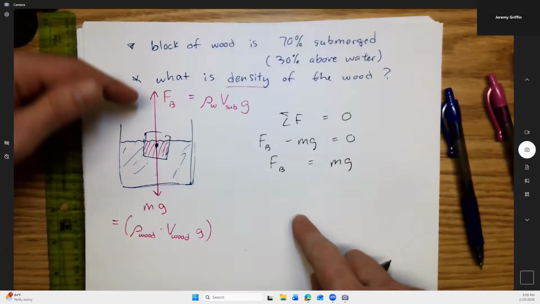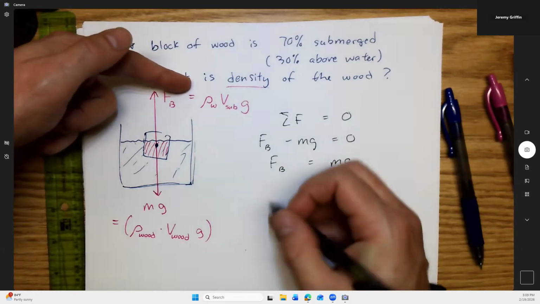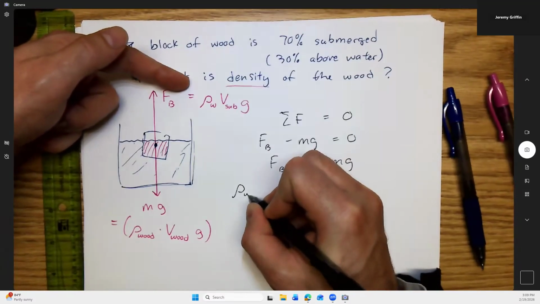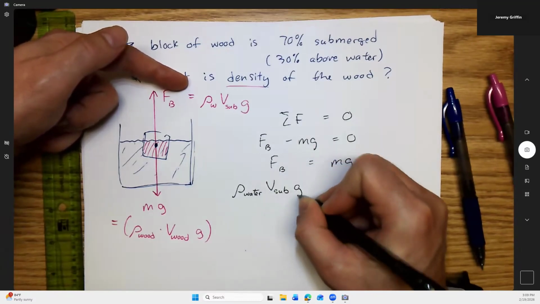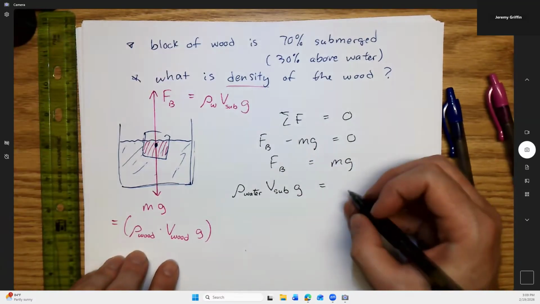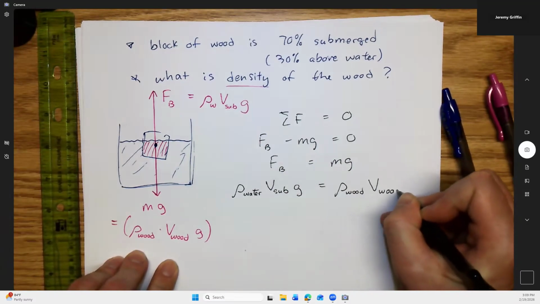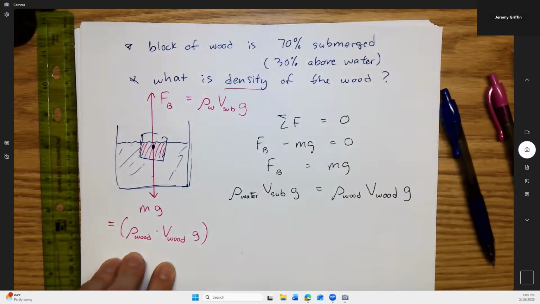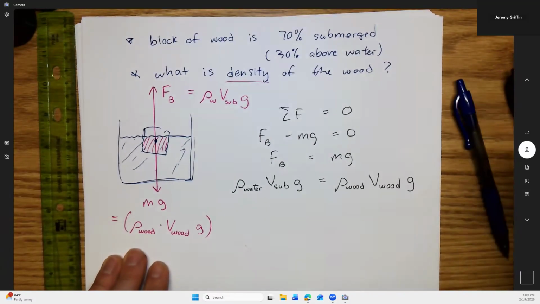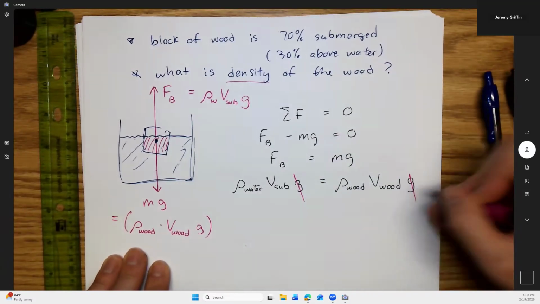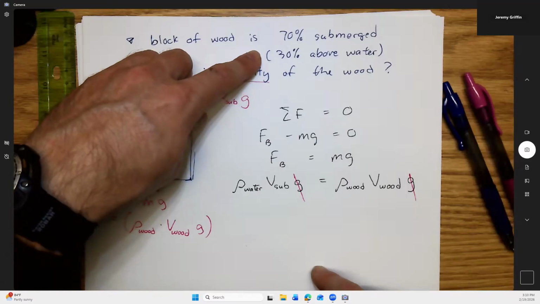But now I'm going to sub in these more granular expressions. Because buoyant force I know is density of water, volume submerged, gravity field. And the weight of the wood is the density of the wood, volume of the entire wood block, and then gravity field. What could cancel at this point? Gravity field. So you get the same result, of course, on Mars. But okay, so something about 70% submerged.